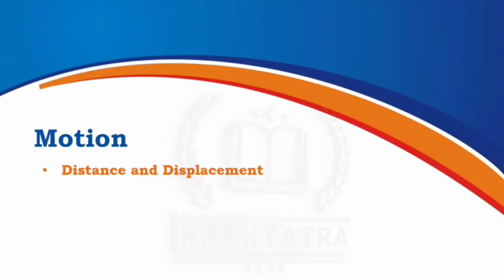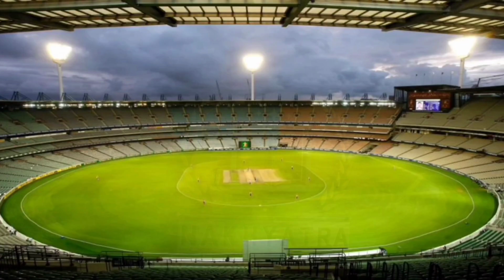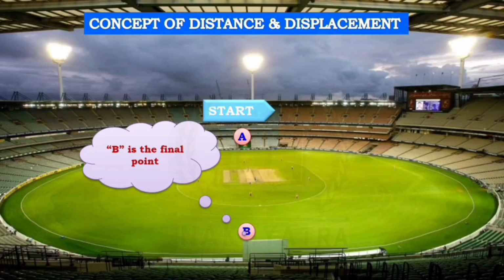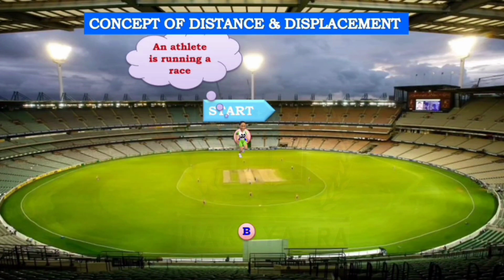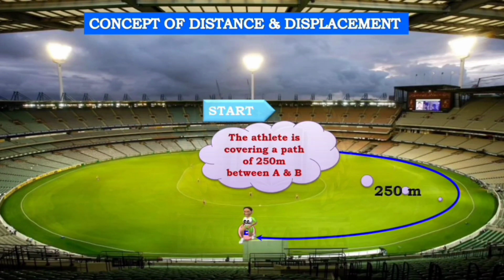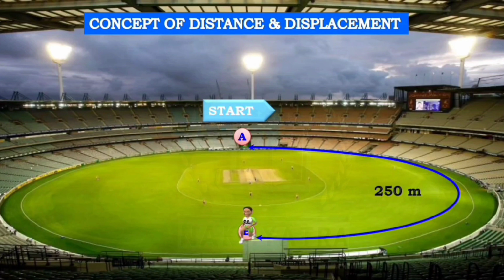Okay guys, so our next topic is about distance and displacement. Now see the concept of distance and displacement. So here A is the initial point and B is the final point. As you can see, an athlete is running a race. So the athlete is covering a path of 250 meters between A and B. Okay, the athlete has covered 250 meters between the point A and B.